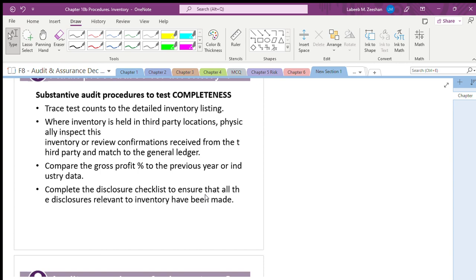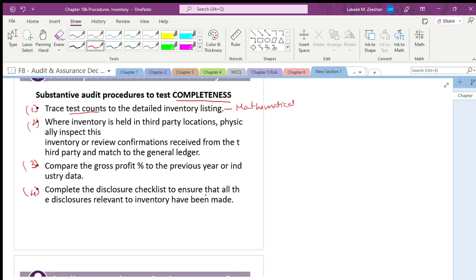What is the substantive procedure for completeness? It is whether we have entered in the financial statements every inventory item that exists and belongs to the firm. When you do this with respect to completeness, what are the various procedures? There are four. The first one is to trace test counts to the detail. First you have to start with counting, the mathematical total count. Test count, sequence count.